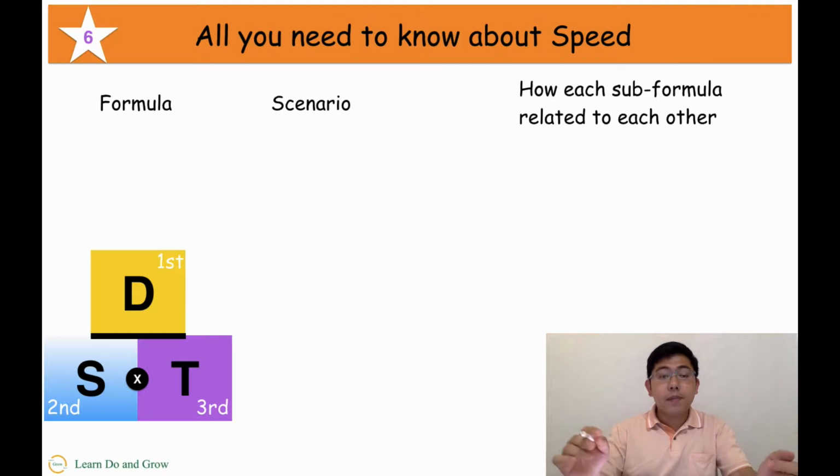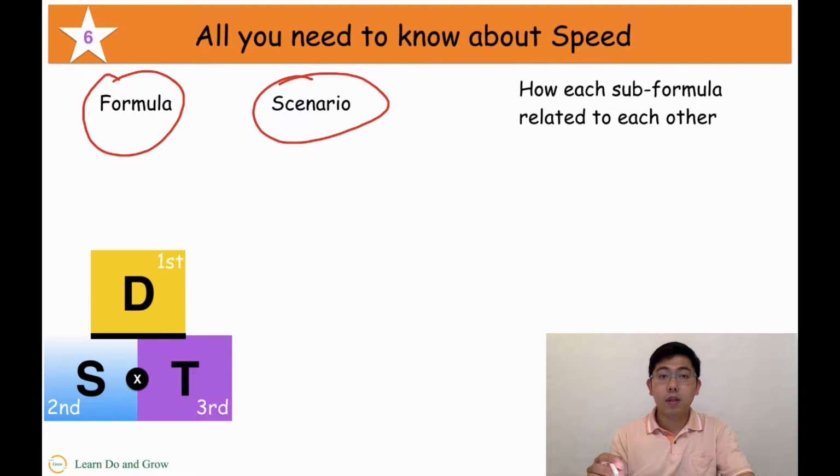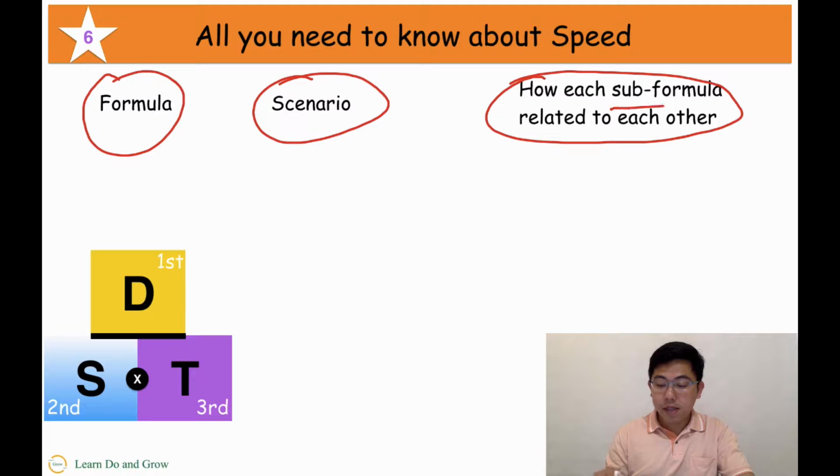Okay, look at this. These are what you need to know. Firstly, the formula and what other scenarios can happen for problems related to speed, and how each sub formula relates to each other. Later, I will let you know more about that.